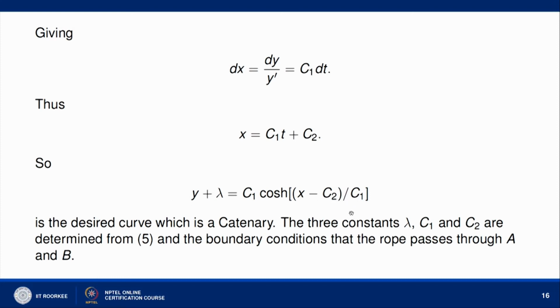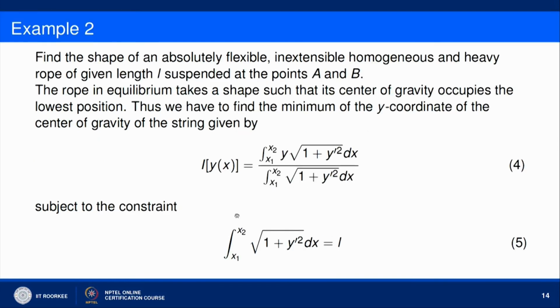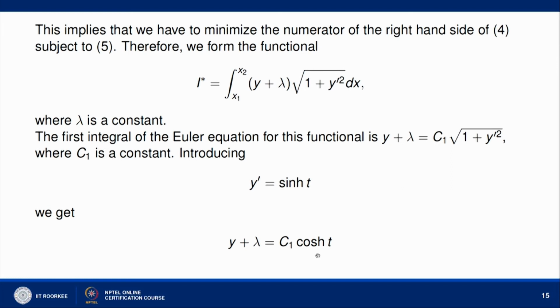So the shape of the hanging rope will satisfy this equation, which is the curve known as the catenary equation, and the constants lambda, c1 and c2 can be obtained from this condition and the boundary conditions of the problem.